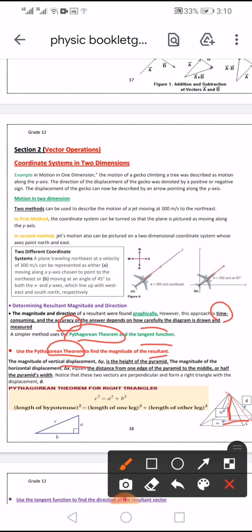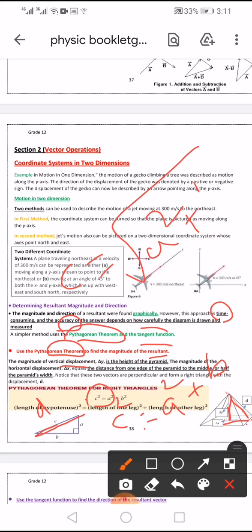Note that these two vectors are perpendicular and form a right triangle with the displacement d. This displacement is the resultant. Look, the Pythagorean theorem for a right angle triangle, where c is the displacement or the resultant, says c squared equals a squared plus b squared. So c squared equals a squared plus b squared, or c equals the square root of a squared plus b squared.